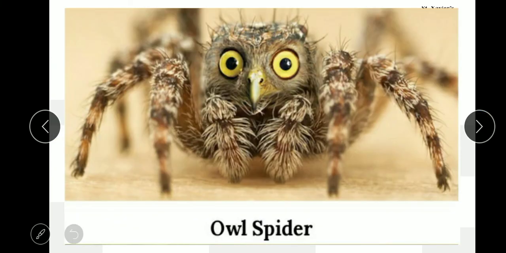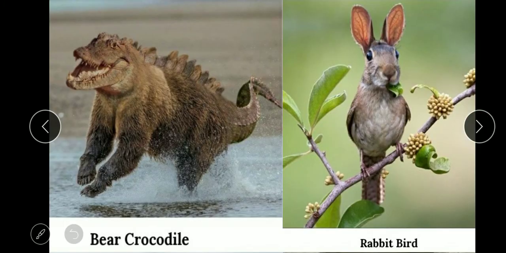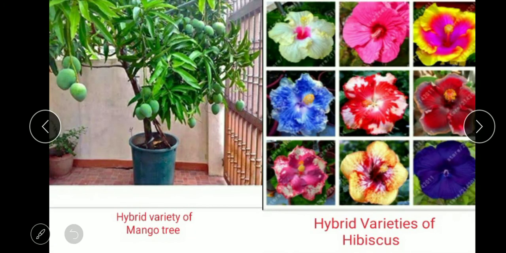Students, here are a few more examples. Owl plus spider, owl spider. Bear plus crocodile, bear crocodile. Rabbit plus bird, rabbit bird. You can see these examples, students. Here is one more example, students.